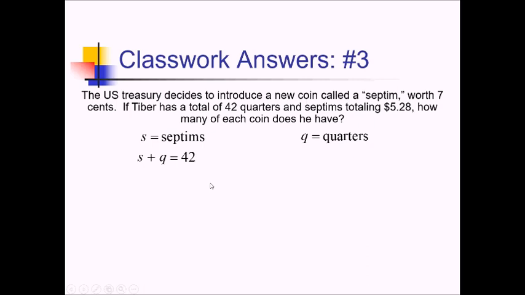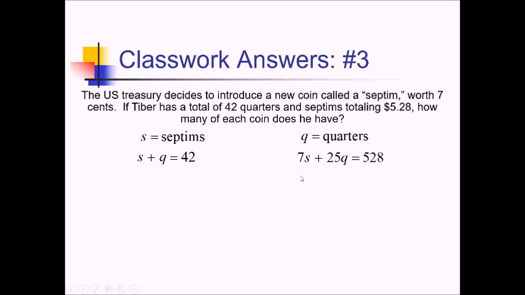So there's one quick equation we can use. We also need another equation, though, because one usually is not enough if you're trying to solve for 2 different variables. So for our other equation, we'll use this combined value of $5.28. If we take the value of all the septums, which is going to be 7 cents times the number of septums, so 7 times S, and we add that to the value of all the quarters, so that's going to be 25 times Q, 25 times the number of quarters. If we add that together, we should end up with $5.28, which I'll represent as 528 because I'm writing everything in terms of cents rather than dollars.